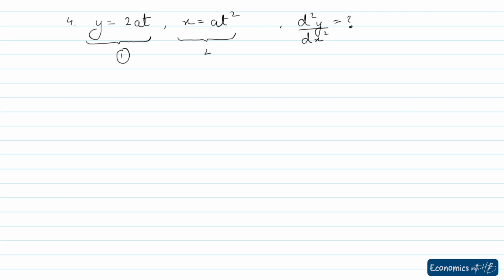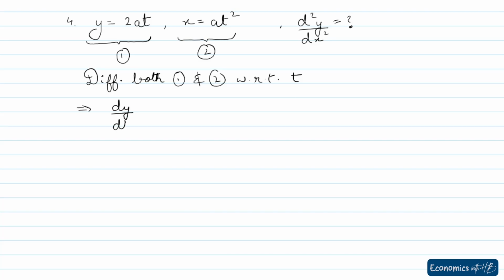Let's see the next one. Y is equal to 2at and x is equal to at square, and we need to find d2y by dx square. That is the second order derivative. Let's name this equation number 1 and this one as equation number 2. Differentiating both 1 and 2 with respect to t first, we get dy by dt is equal to 2a and dx by dt is equal to 2at.